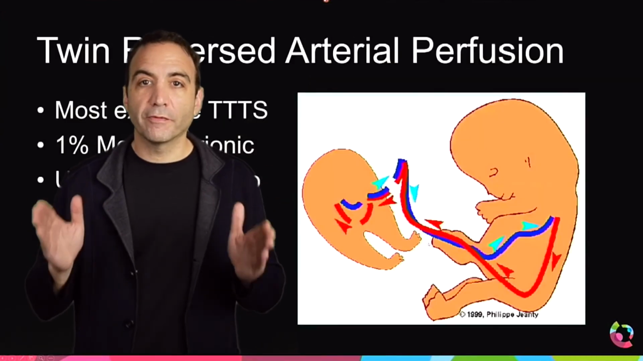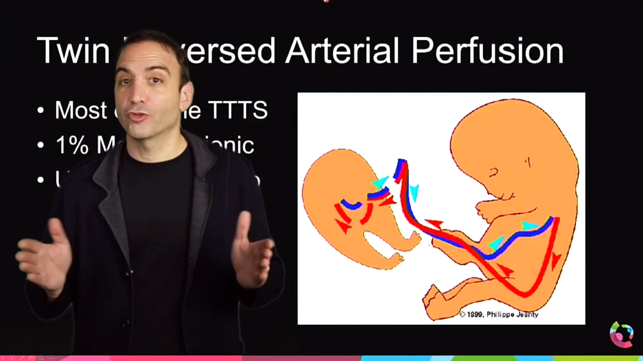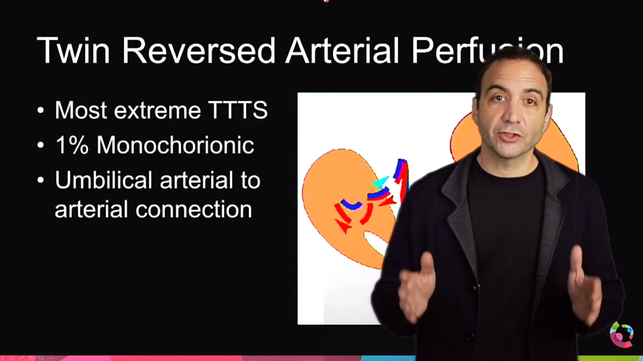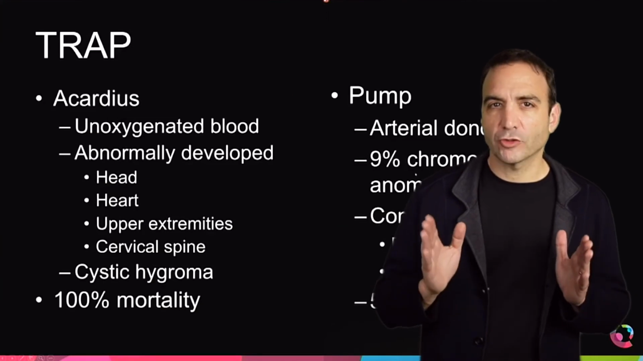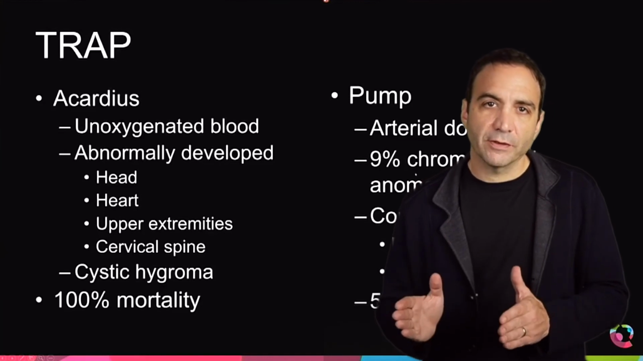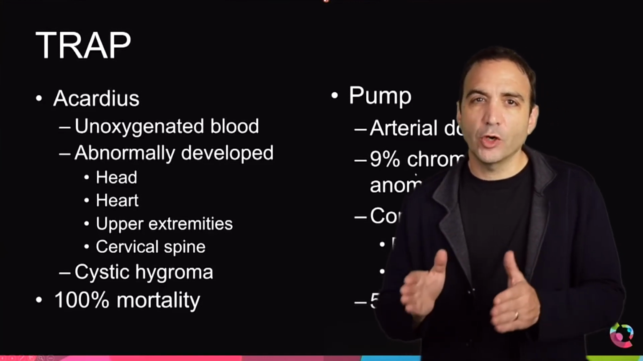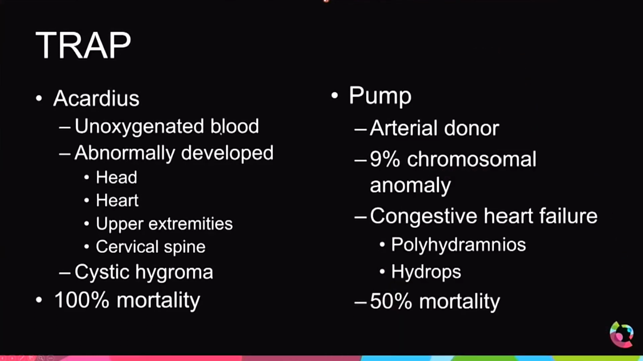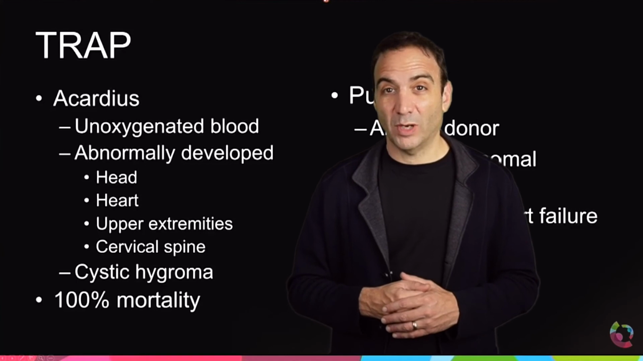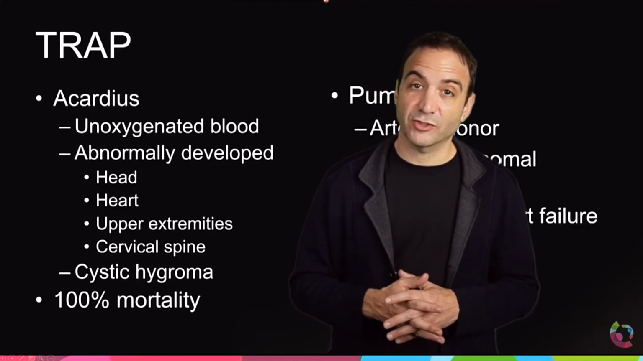Finally, twin reversed arterial perfusion, or TRAP. We know that this is the most extreme version of TTTS. We see it in 1% of monochorionic gestations, and this is an artery-to-artery anastomosis between the two twins. When we talk about TRAP, we designate the receiver as the acardiac twin and the donor as the pump twin. The acardiac twin has unoxygenated blood, and then we have abnormal development of the twin. These twins have 100% mortality. 100% mortality. Wow, I guess that's why we consider these cases extreme.